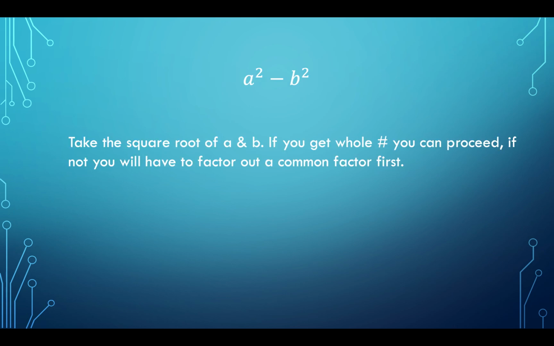And then if we have a squared minus b squared, what we're going to do is take the square root of a and b. If we get a whole number, we can proceed with the problem. And if not, we have to factor out a common factor first and then do the problem as normal. Then we can use the difference of two squares.